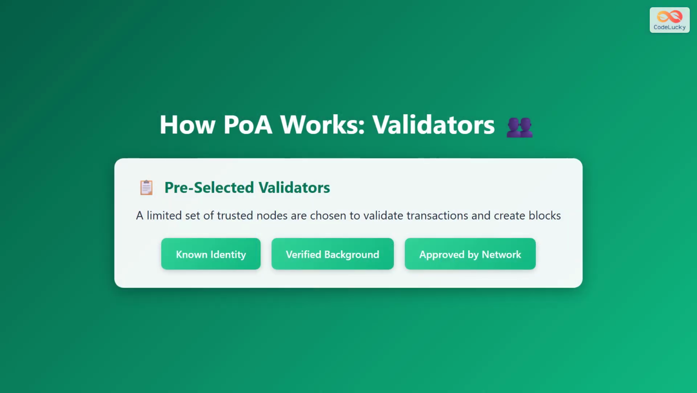At the heart of proof of authority are the validators. These are pre-selected nodes that form a limited, trusted set responsible for validating transactions and creating blocks. But who can become a validator? First, they must have a known identity that is publicly verifiable. Second, they undergo a verified background check to ensure they are trustworthy. Finally, they must be approved by the network, meaning existing participants or the organization running the blockchain must give them permission to participate as validators.